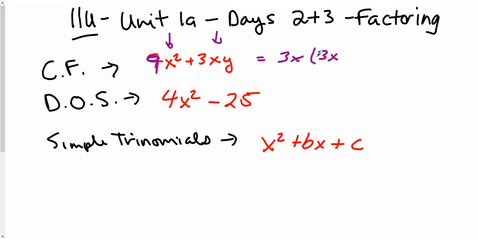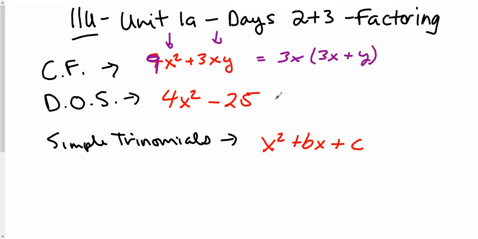So 3x times 3x, let me see if that's right. 3x times 3x is 9x squared. How do I go to this term here? How do I get from 3x to 3xy? Well, I need another y, and because it's a positive sign here, I'm going to multiply by plus y. So that is my common factor.